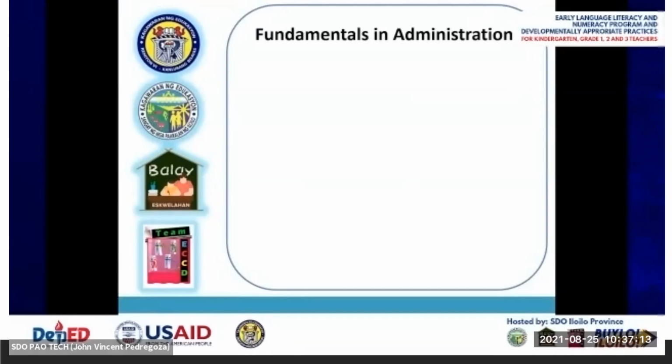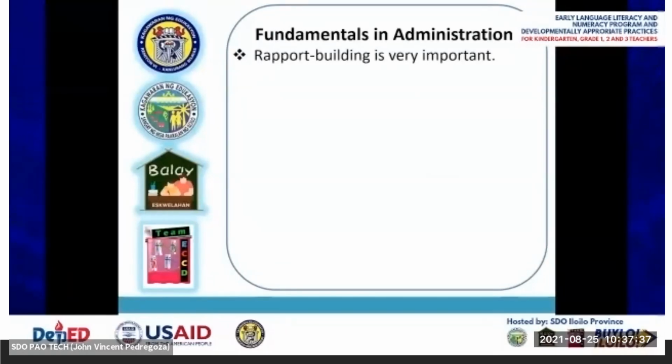Fundamentals in administration. Rapport building. Rapport building is very important, especially when the child is not familiar with the examiner. So be sure to spend a few minutes interacting with the child by playing or chatting with him. It may help when the items which involve interviewing the parents or caregiver are administered first with the child nearby. This will make him realize that the examiner is a kind, caring person and facilitate the rapport building process.